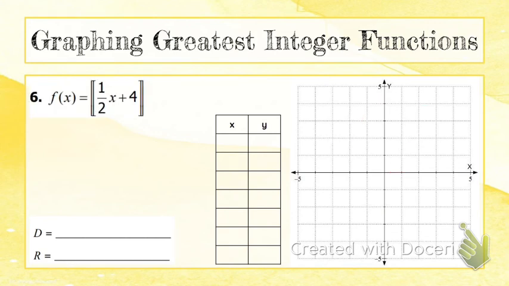And then on number 6, I want you to know that this plus 4 shifts our graph to the left 4 places. And this 1/2 is going to do something different. Instead of spacing them apart vertically, instead of having your normal stair step, this graph is going to have steps that are wider. So they're going to be 2 units long because we're dividing by 2.